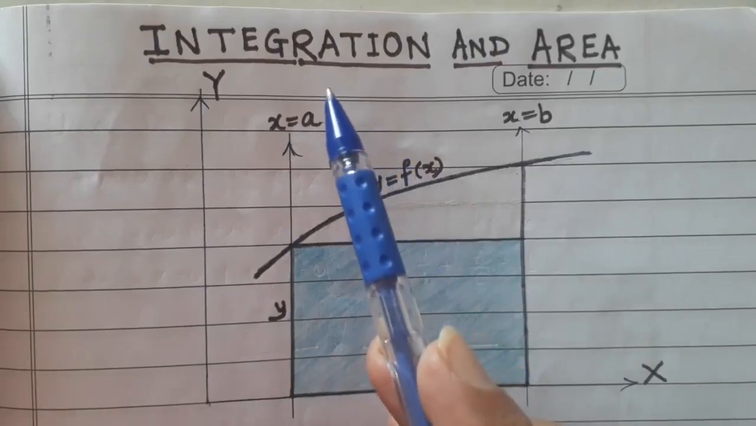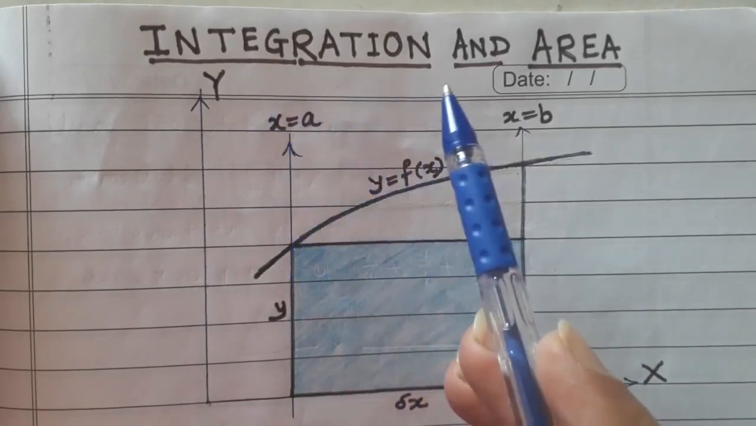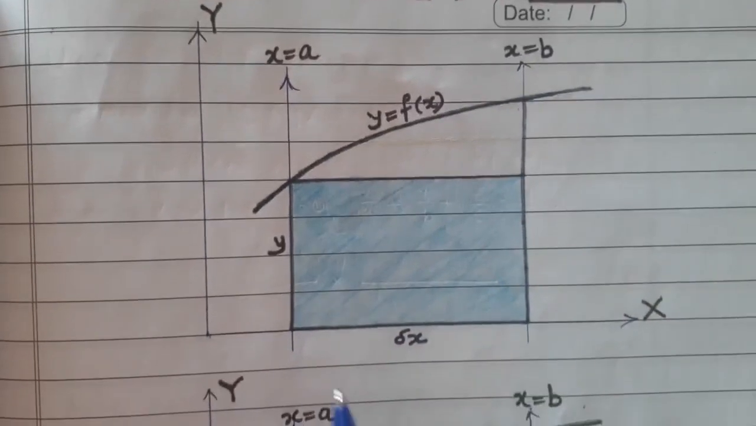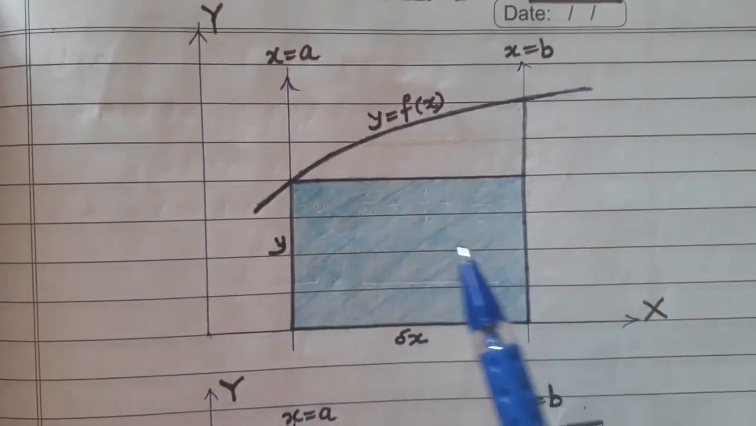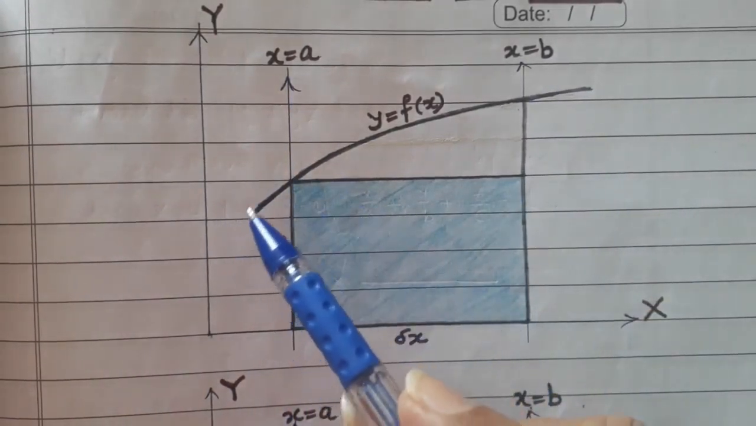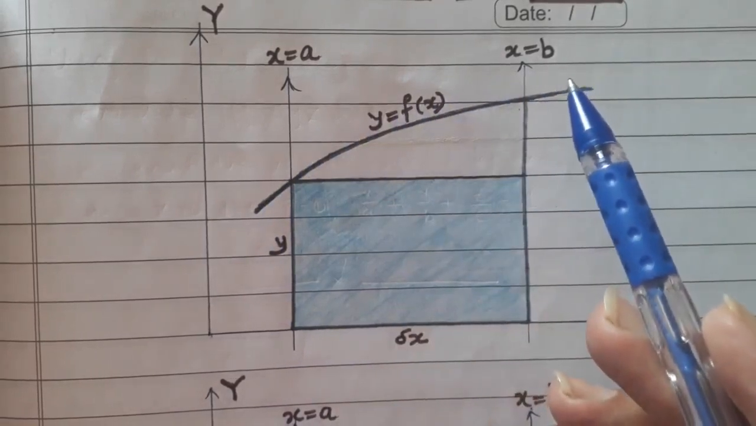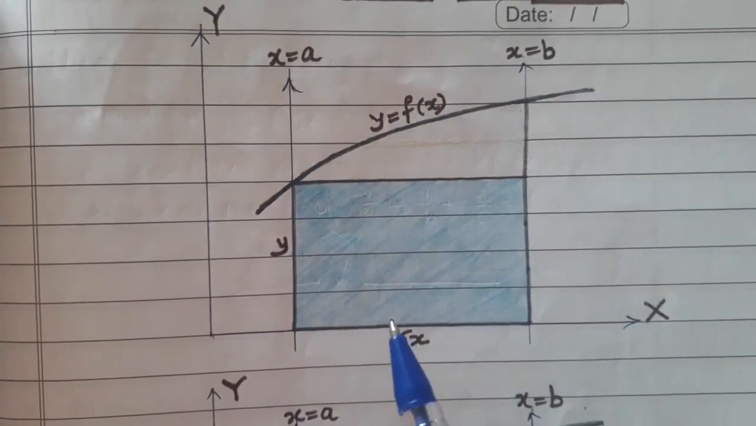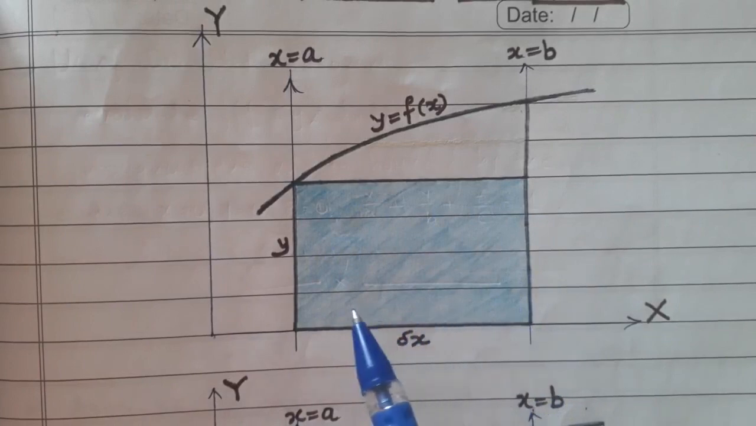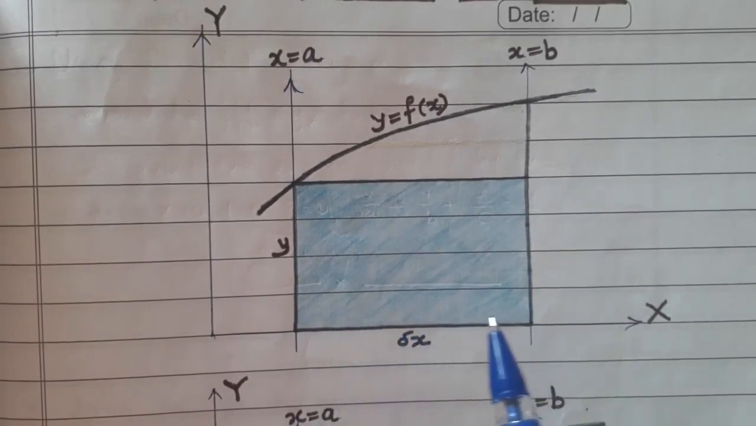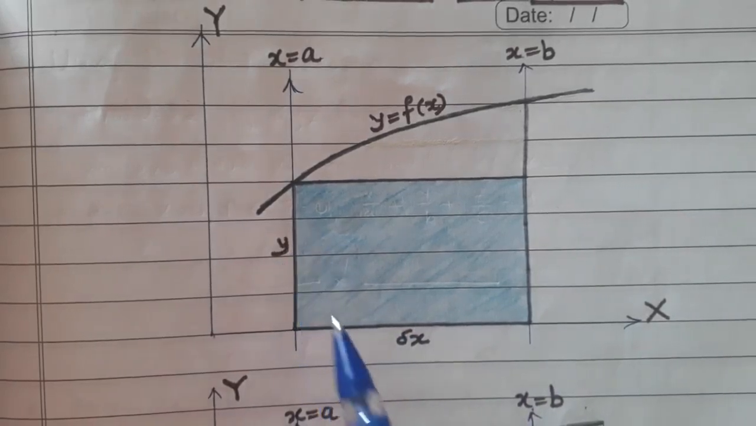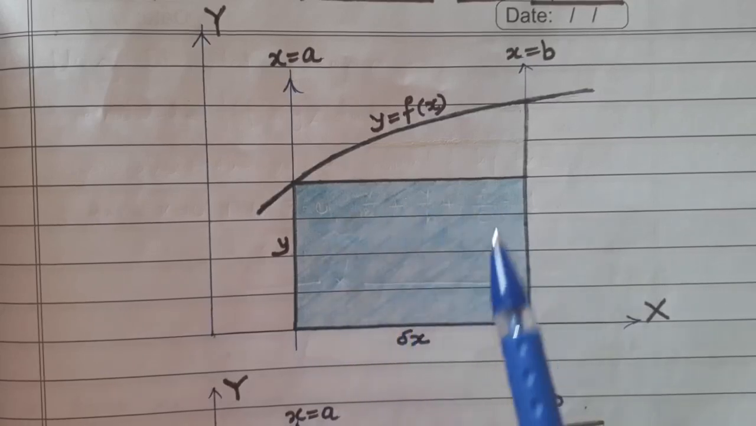First of all, we will see the connection between integration and area. Suppose I want to find the area above the x-axis between the lines x equal to a and x equal to b, and below the curve y equal to f of x. For that, first I find the maximum possible rectangle here. From a to b, that distance is delta x, and the height is y. So y into delta x is the area of the rectangle.